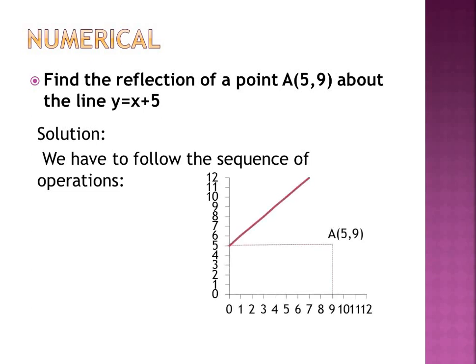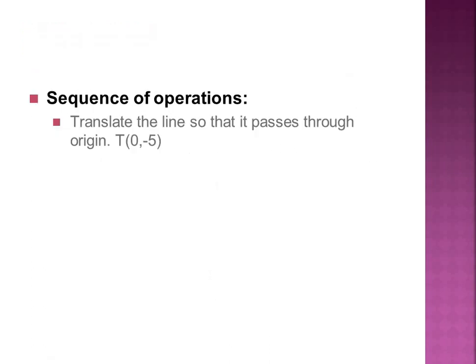So this is the original line y equal to x plus 5 and this is the point 5, 9 that we need to reflect. So this is our problem. Now we will follow all the sequence of operations one by one very slowly, and then we will get the answer. Yes. First of all, we have to translate the line by the factor 0, minus b.